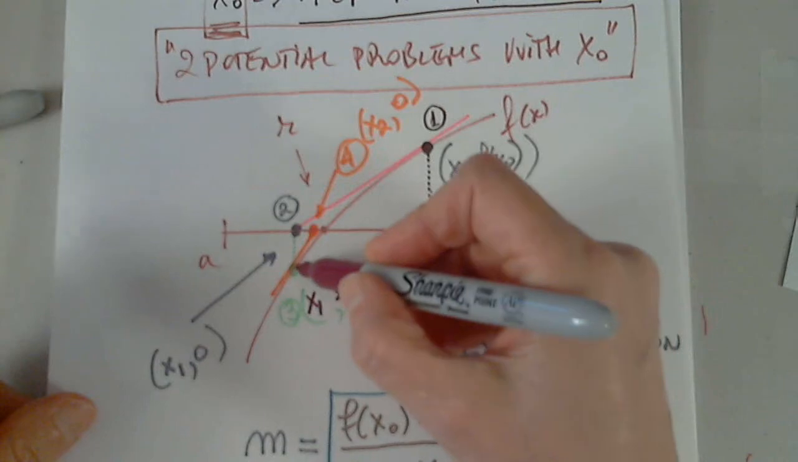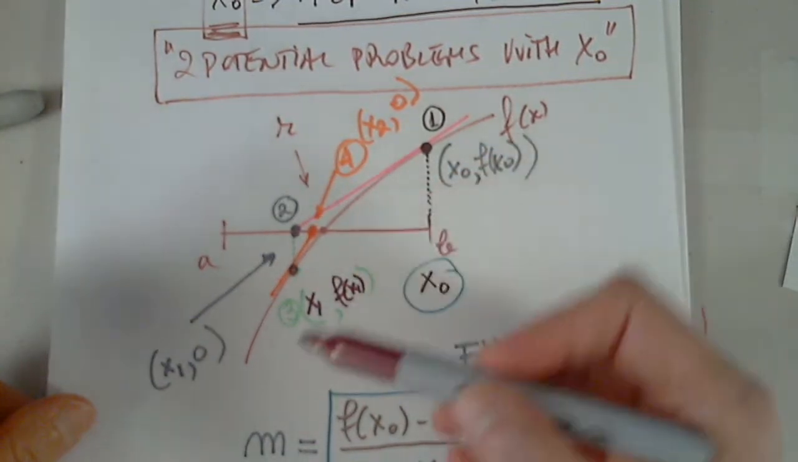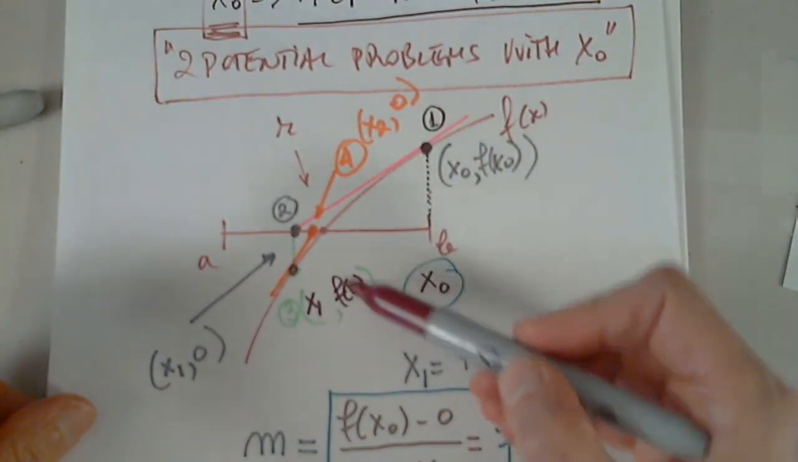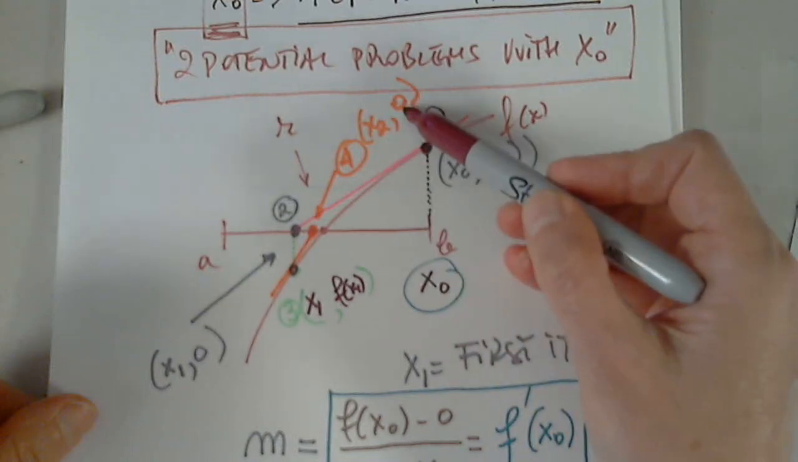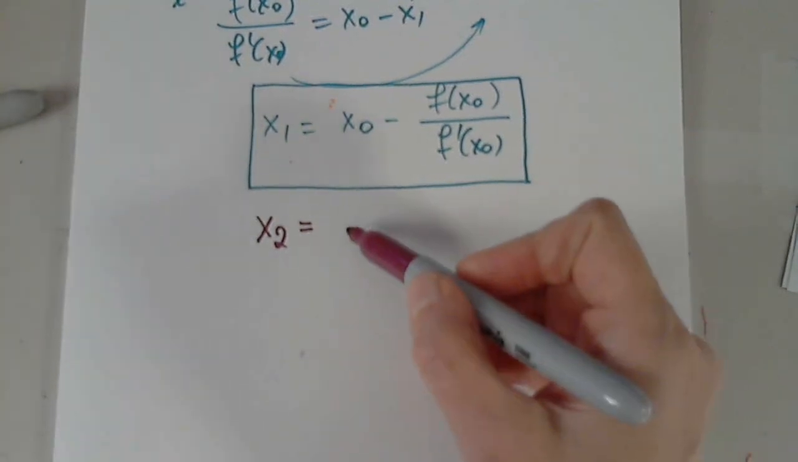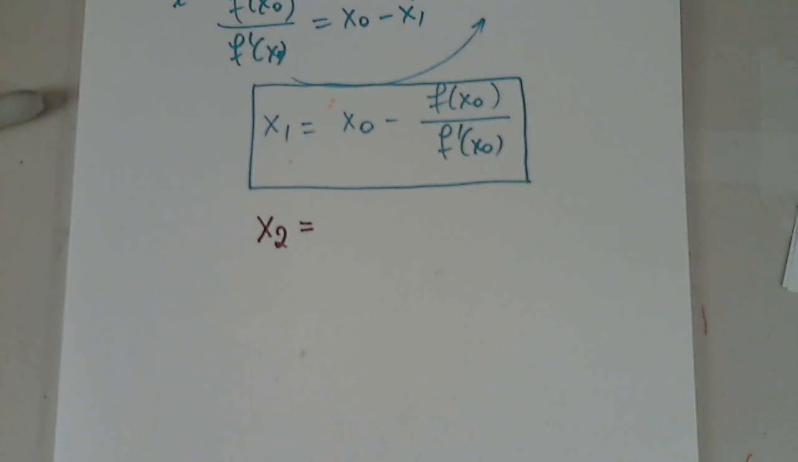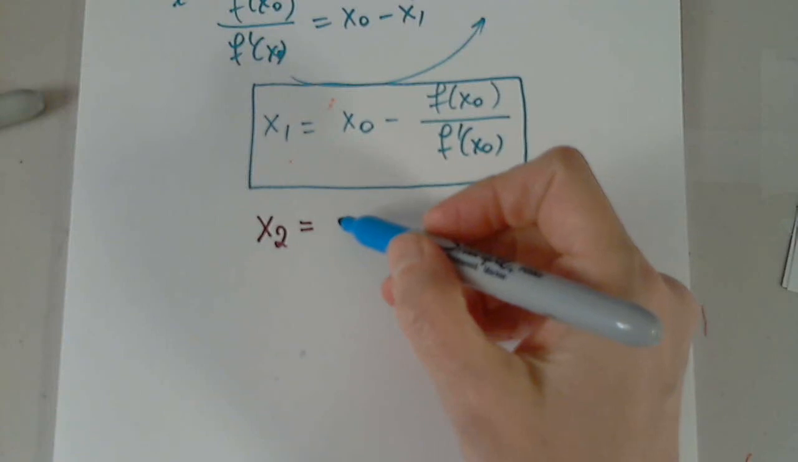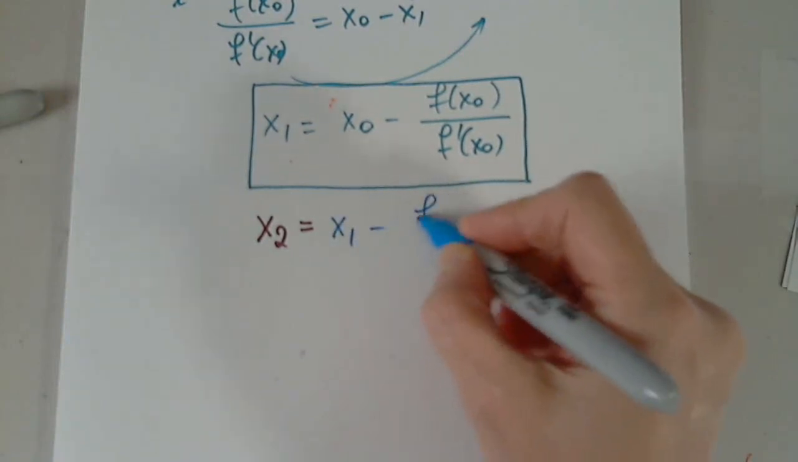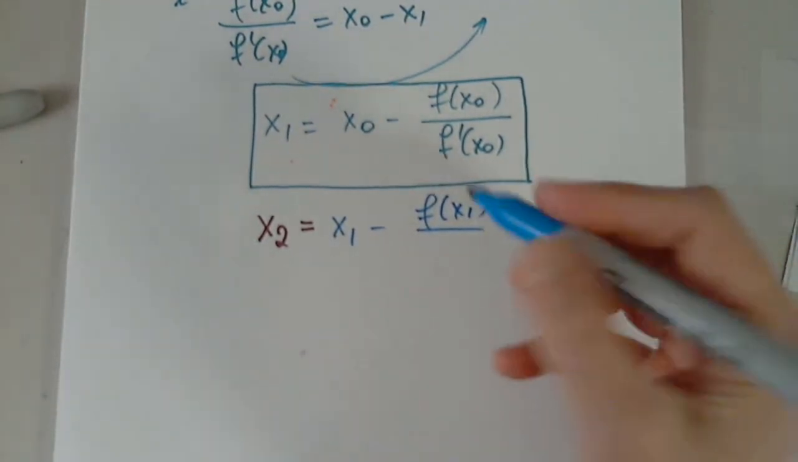Careful, because now the tangent is between x sub 1, f of x1 and x sub 2, 0. So what do you think x sub 2 will be? In the same way, I will write the exact same relationship. So what do you think? Your guess. Would you replace the sub-zeros with sub-ones? Exactly, x sub 1. Very good. Because it depends on x1.